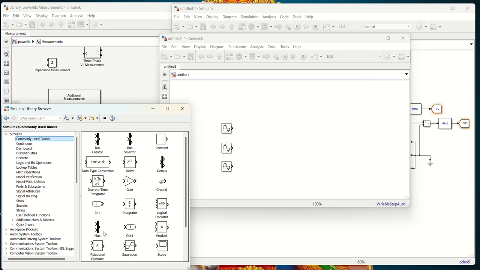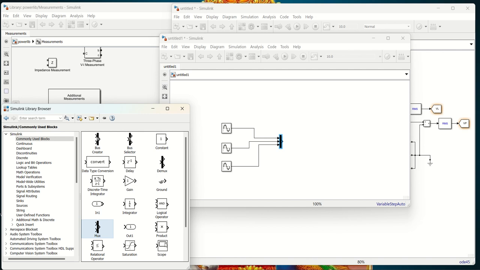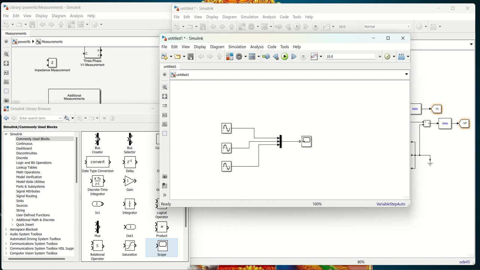Use a Mux block. How many inputs are there? 3. You can select all these 3: press Control and select this one, and automatically all of them will be done. Then use a scope and place it here. Since it is 50 Hz, the time period is 20 milliseconds, that is 0.02. I will take 0.04, 2 cycles. Run it.